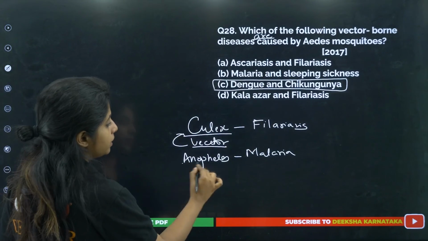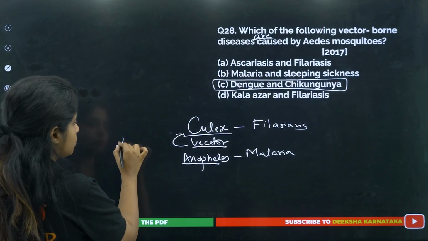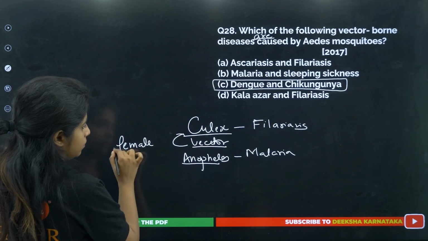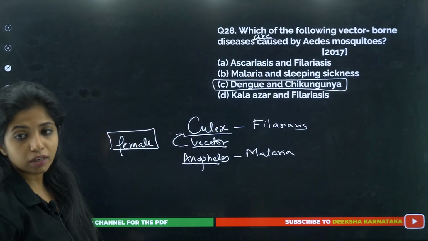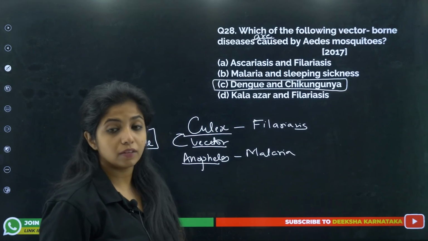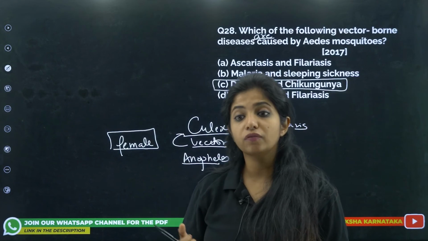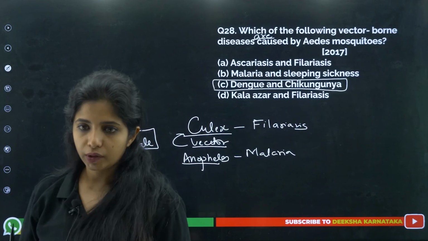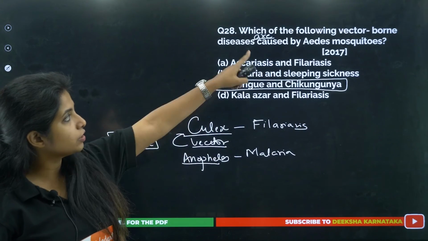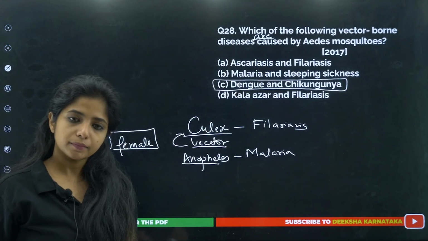All these mosquitoes are female mosquitoes. Female mosquitoes are the ones that feed on blood. The male mosquitoes feed on plant sap. Which is why I said it is a female mosquito. Which mosquito? Aedes mosquito. Cool.